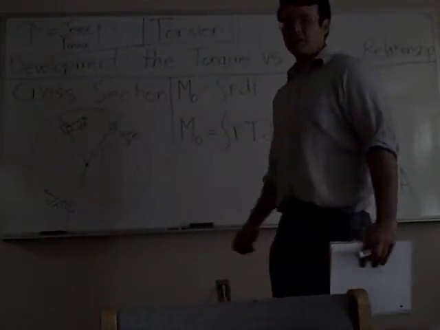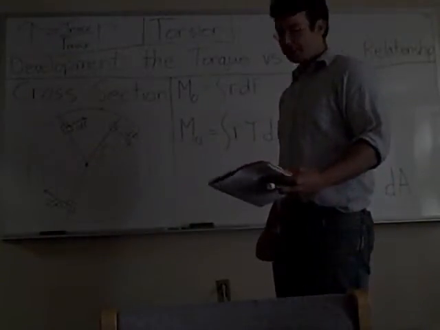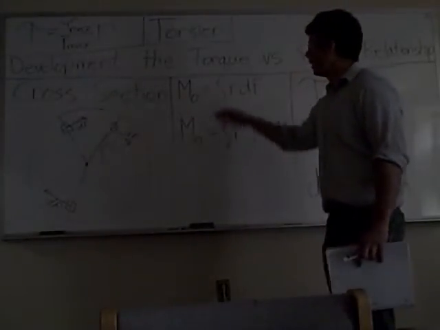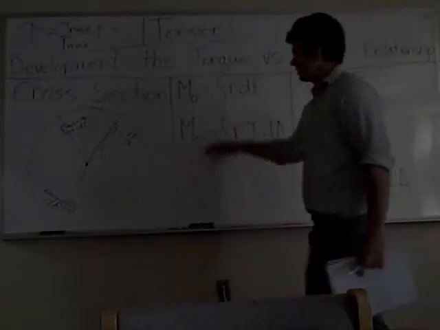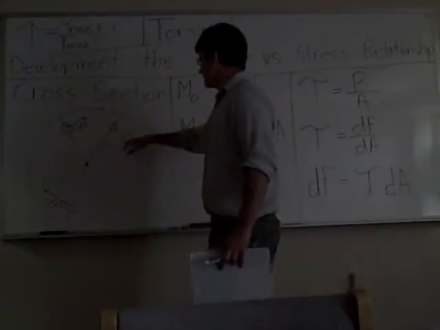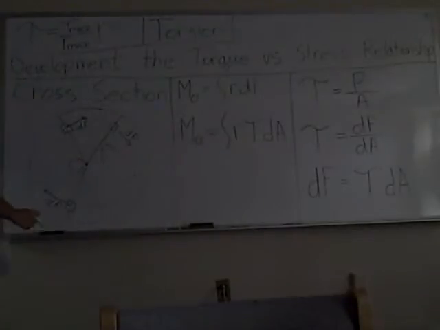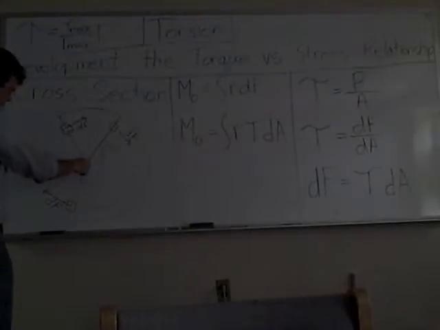So now that we've developed a relationship between stress and our distance from the center of the rod, we can begin to develop the torque versus stress relationship. And a good way to do that is to draw the cross section of the rod and think of a force acting at a distance about the origin O here. And so wherever the elemental force is along this distance from the center is going to give you a different moment.